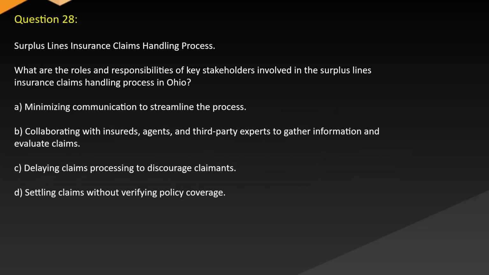3901-1-54. Question 28. Surplus lines insurance claims handling process. What are the roles and responsibilities of key stakeholders involved in the surplus lines insurance claims handling process in Ohio? A. Minimizing communication to streamline the process. B. Collaborating with insureds, agents, and third-party experts to gather information and evaluate claims. C. Delaying claims processing to discourage claimants. D. Settling claims without verifying policy coverage.